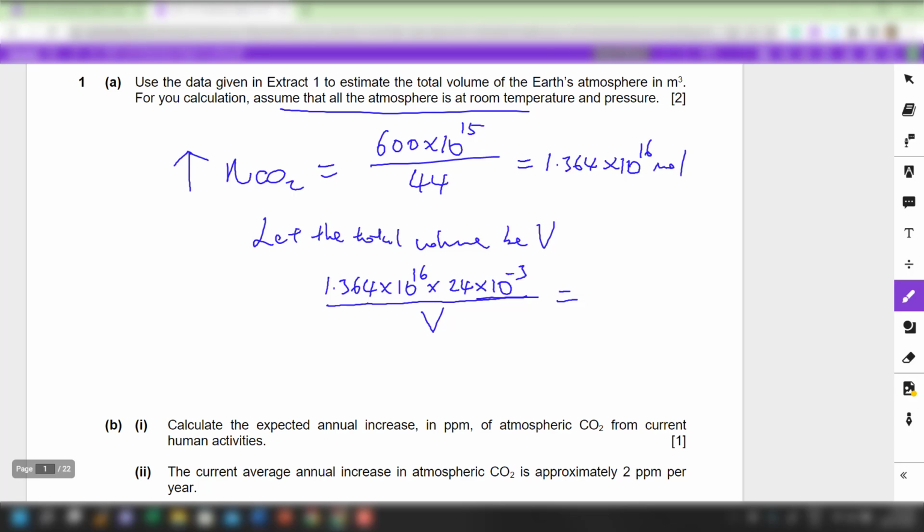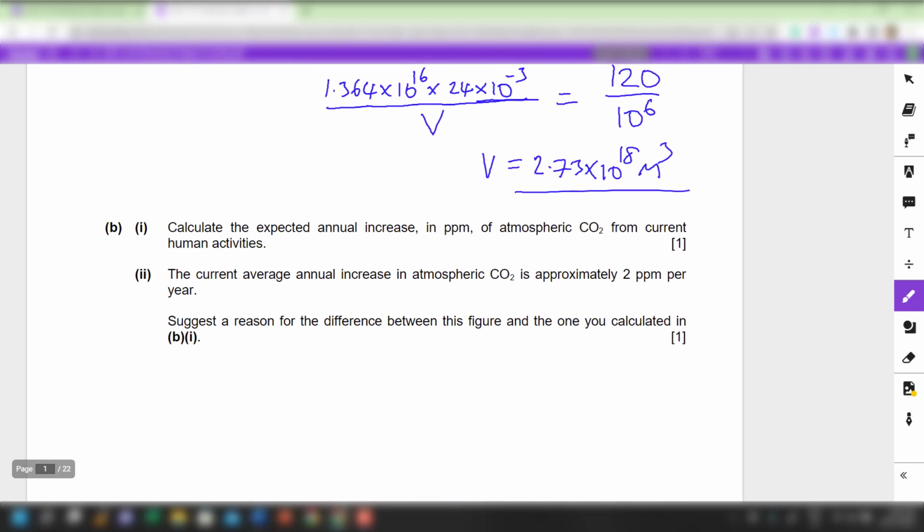Because we are doing it in cubic meter, that would mean that for every 1 million cubic meter, 120 cubic meter will be CO2. So this is the logic behind it. Then if I rearrange and let V be the subject of the equation, I'm going to get 2.73 times 10 to the power of 18 cubic meter. So that would be my answer.